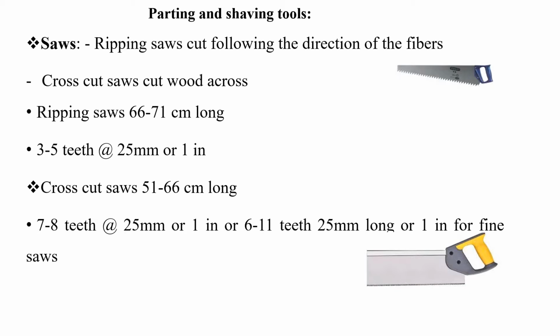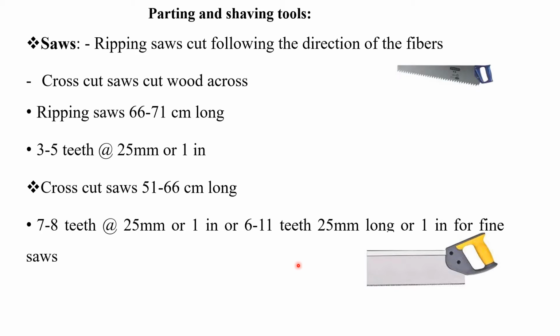Reaping saws are longer compared to cross-cut saws, because they range from 66 to 71 centimeters in length. But cross-cutting saws range from 51 to 66 centimeters long. They are also characterized by the size of the teeth. The reaping saw has bigger teeth but few, and the cross-cutting saw has small and many.